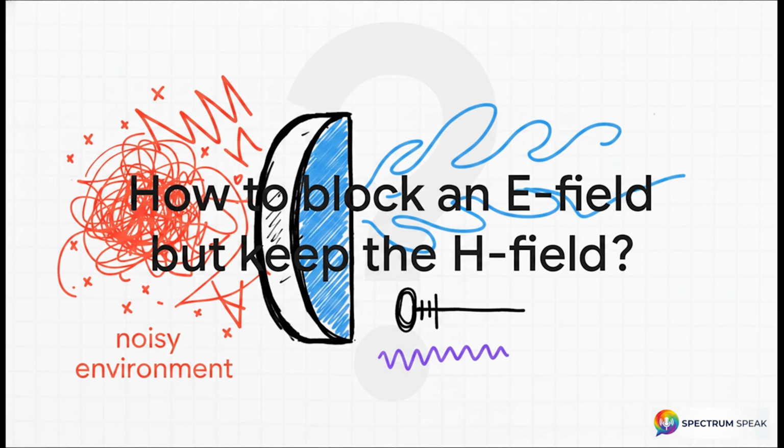You see, most local noise sources generate a predominantly electric field. So if you're trying to measure a specific magnetic field in a super noisy environment, that electric noise is going to completely wash out your signal. You absolutely need a way to filter the physical waves themselves.